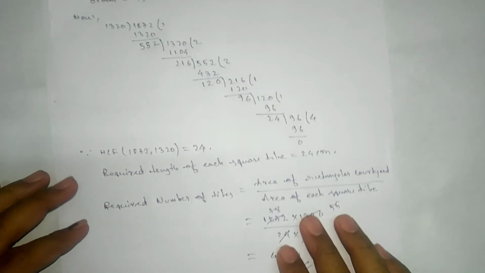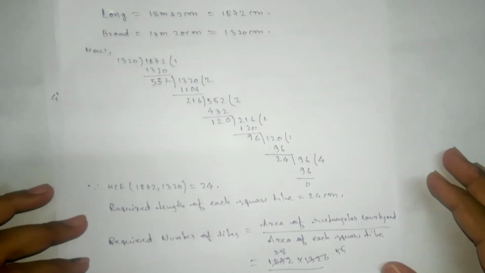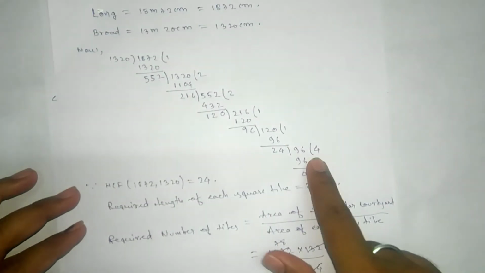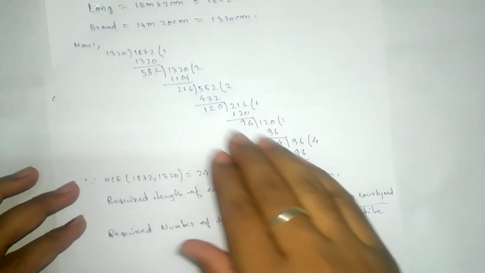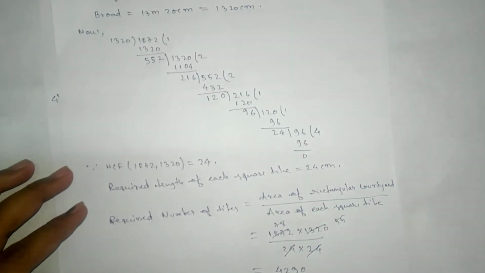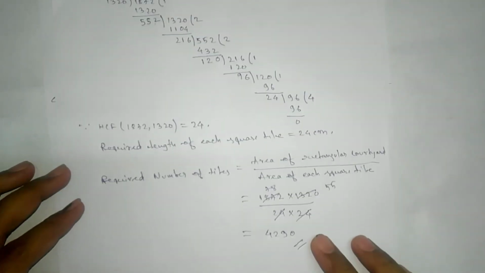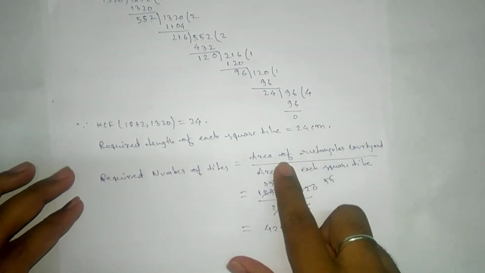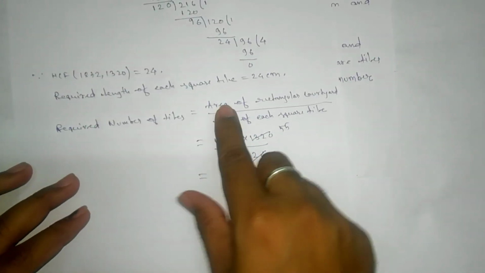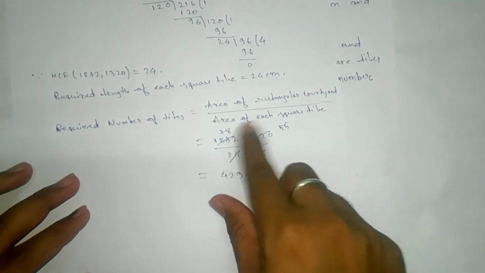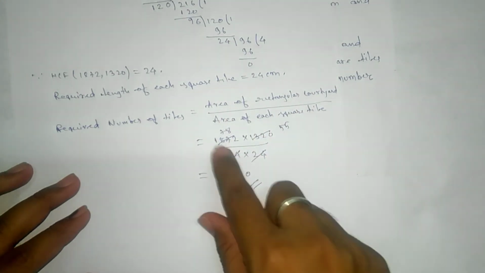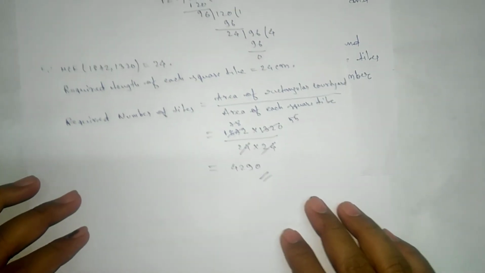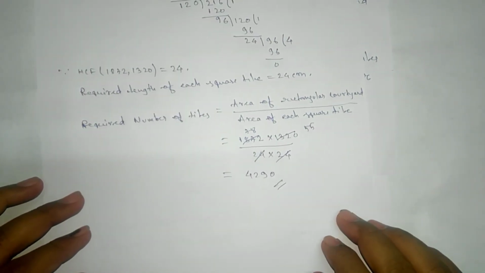Here you can see the answer for this one. Length and breadth of that courtyard. We'll find the HCF using the long division method. And then the required length of each square tile is 24. Required number of tiles equals the area of the rectangular courtyard divided by the area of each square tile. And then we'll divide it. Whatever result we get, that is our required answer.